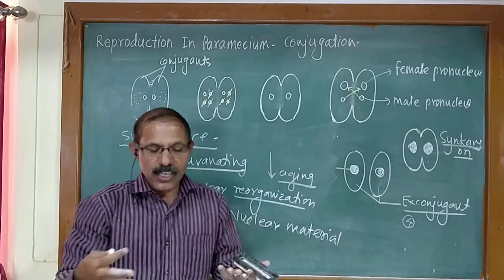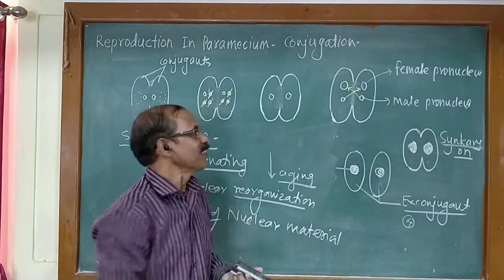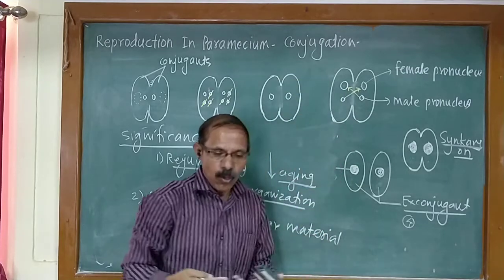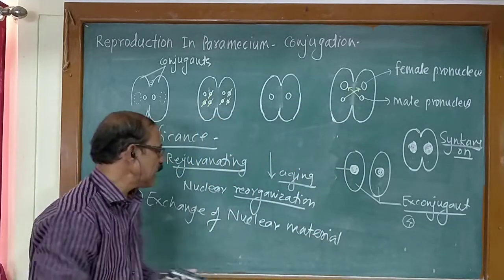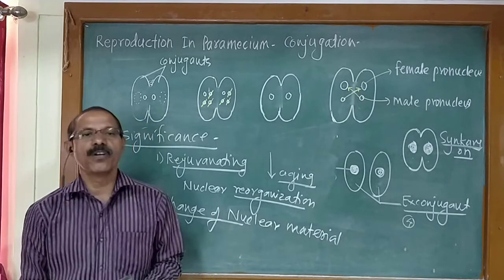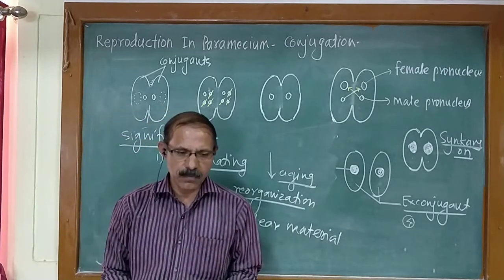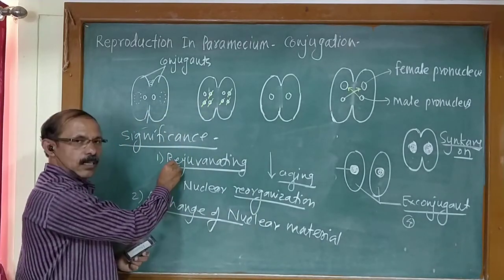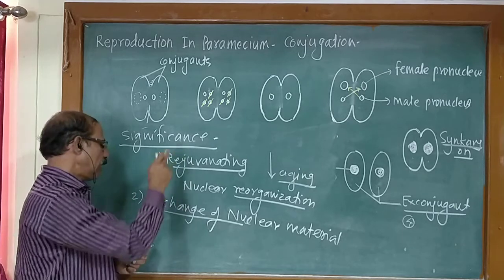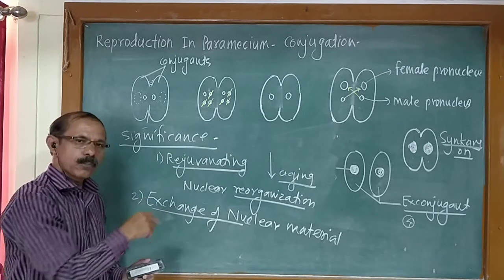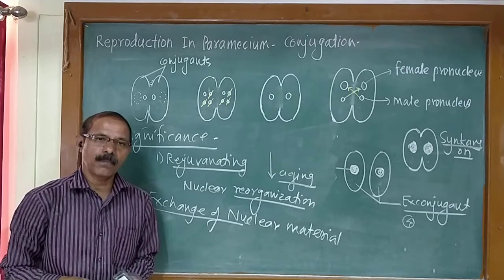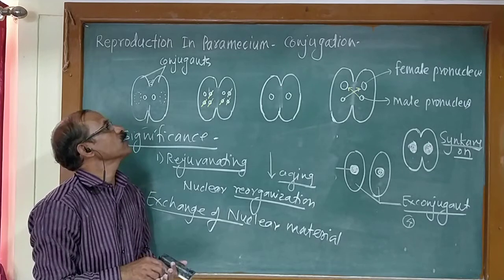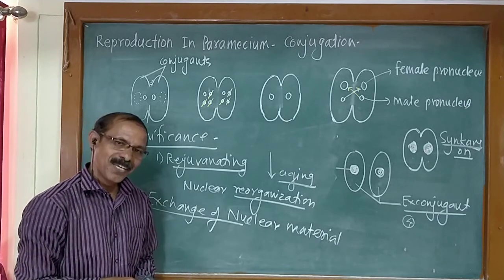So what happened? A new genetic combination takes place. The genetic material from this unites with that, and from that unites with this. So a new genetic combination is formed by the exchange of nuclear material. These are the two important significances of conjugation: a rejuvenating method and exchange of nuclear material. So this is the process of reproduction, that is conjugation in Paramecium. Thank you very much.